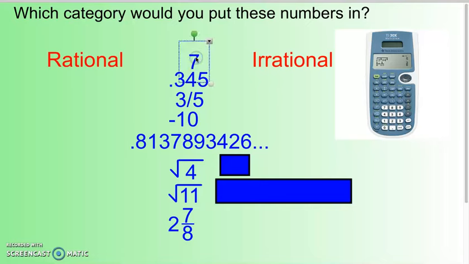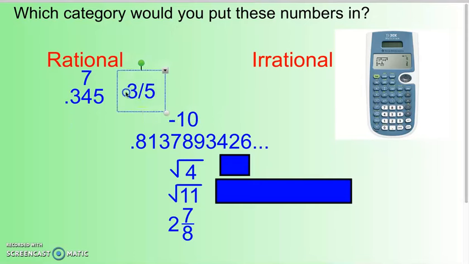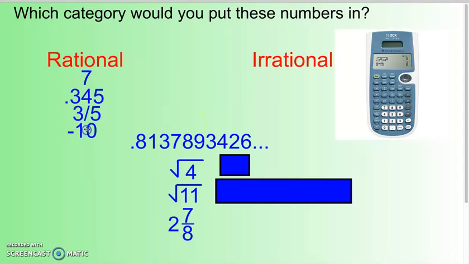Okay, how about 7? It's a whole number. Which category would it go in? You are right, rational numbers. How about 0.345? It's a terminating decimal. It's a rational number as well. 3/5. Well, it's a fraction already, so that kind of is a giveaway. It's in the rational category. How about -10? It's a whole number, but it's got a negative sign on the outside. You are absolutely right. It goes in the rational category.